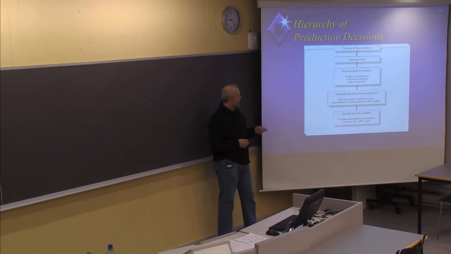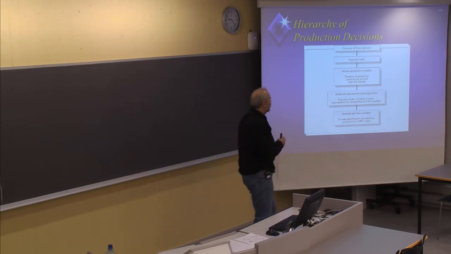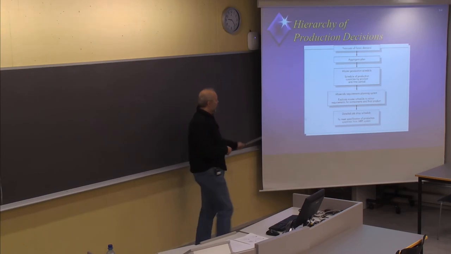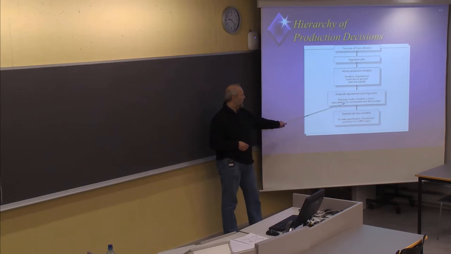we also looked at the different ways of putting up a production plan. Then, when we have the master production schedule, we try to schedule the production quantities by product and by time period. Then we look at material requirements planning, exploding the master schedule to obtain requirements for components and final products, like we saw in the first part of chapter 7, which was also presented last week.